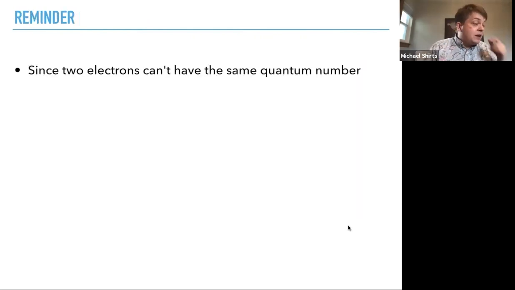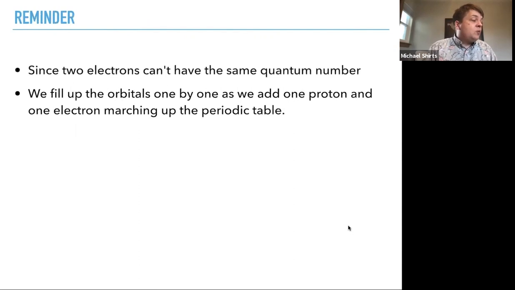Okay, so reminder, since two electrons can't have the same quantum number, we fill up the orbitals one by one as we add one proton and one electron marching up the periodic table. Now, that Aufbau principle before, when we're adding electrons in, it's important to remember that when we go from nitrogen to oxygen, we're adding both a proton and an electron. So that electron both feels the influence of the other electrons around it, but also the influence of one more proton pulling it tightly in towards the nucleus. So that's important to remember in this next segment.